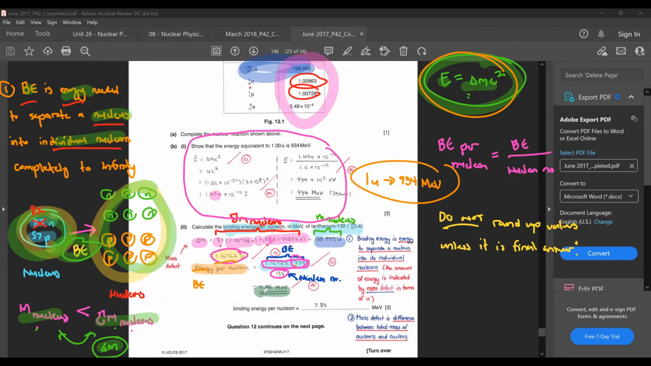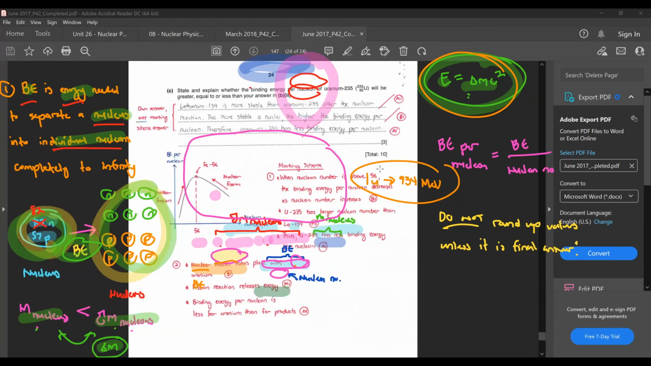Okay, can? So far, so good. Can. All right. So this one is binding energy per nucleon. Then after that, I go to the last part.